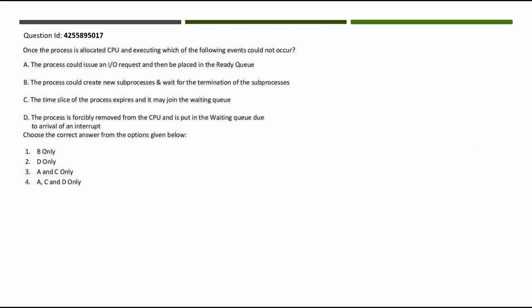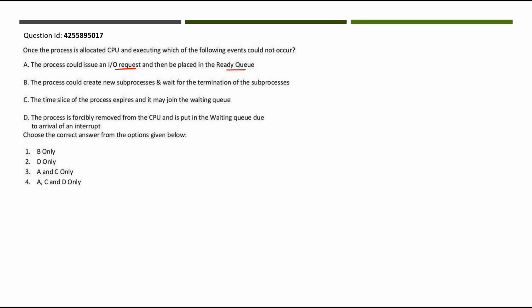Next question, once the process is allocated CPU and executing, which of the following events could not occur? Let's see the A statement. The process could issue an IO request and then be placed in the ready queue.